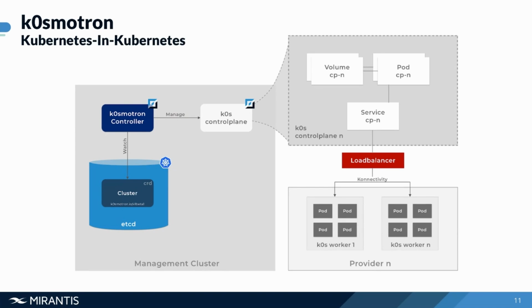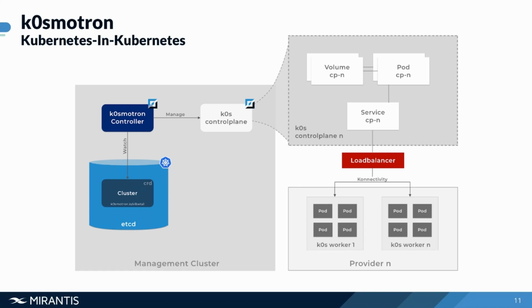Underneath how it goes, we have our management cluster. We have this k0smotron controller. This k0smotron controller manages the k0s control plane, and this control plane, again, is a pod. A pod, a volume, a service, and using a load balancer, connects to the worker nodes that are either in the same environment or probably in an external one, and manages the whole deployment. As simple as that. You don't need to deploy a very specific tooling on top of it.